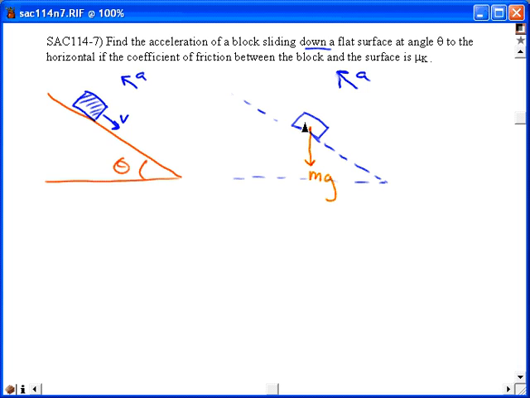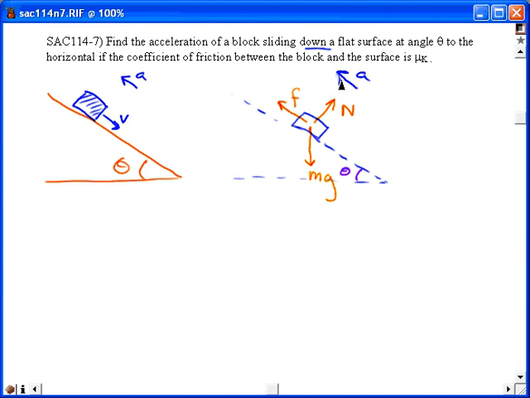What else have we got acting on this? There'll be the frictional force in the up the ramp direction. Call it lowercase f, which we know is just mu sub k times n. And n, by the way, is acting in a direction perpendicular to the ramp. And of course we've got our angle theta in this picture as well.